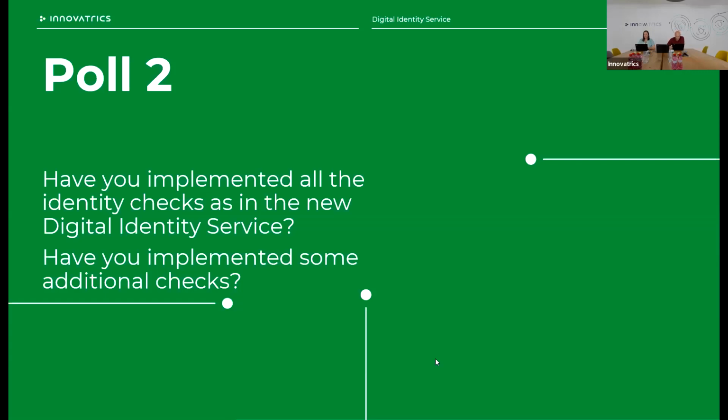So it looks like not all of the identity checks were implemented by the majority of our audience. And also the majority replied no to the second question. Okay, this is interesting. So it looks like the functionality we have developed inside the digital identity service could be of interest because some 64% of the attendees could use this out of the box. So thank you.